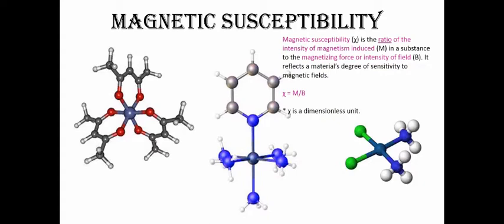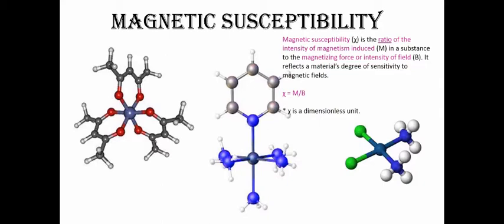Magnetic susceptibility is a measurement of magnetic properties used to characterize a wide range of systems, from oxygen, metallic alloys, solid-state materials, and coordination complexes containing metals. Magnetic susceptibility is the ratio of the intensity of magnetism induced in a substance to the magnetizing force or intensity of field. It is a degree of magnetization of a material in response to an applied magnetic field.